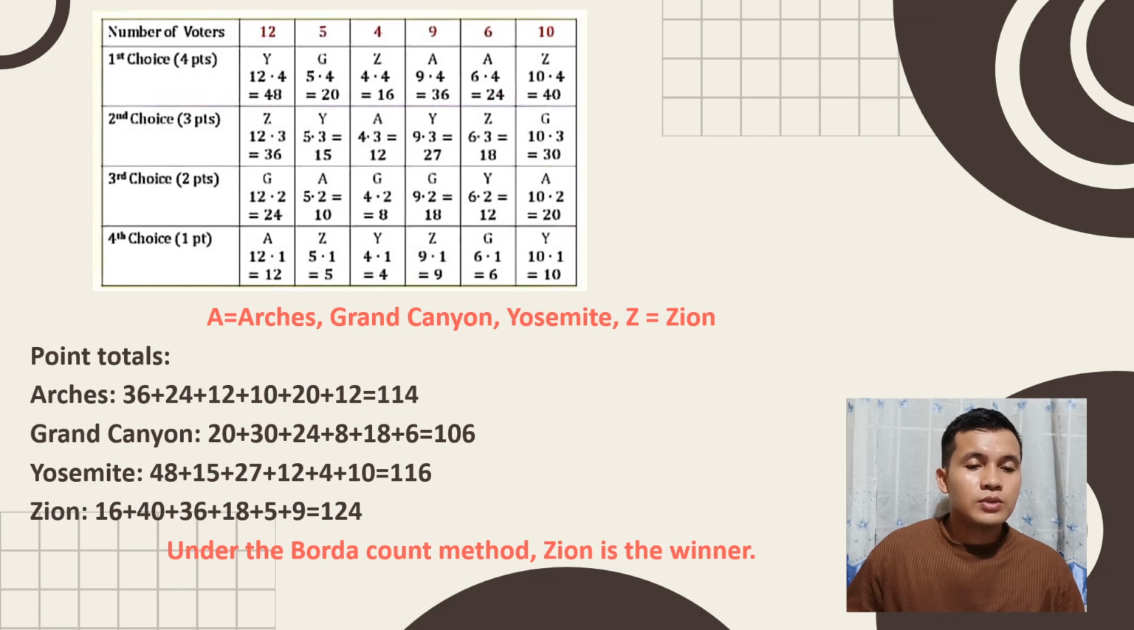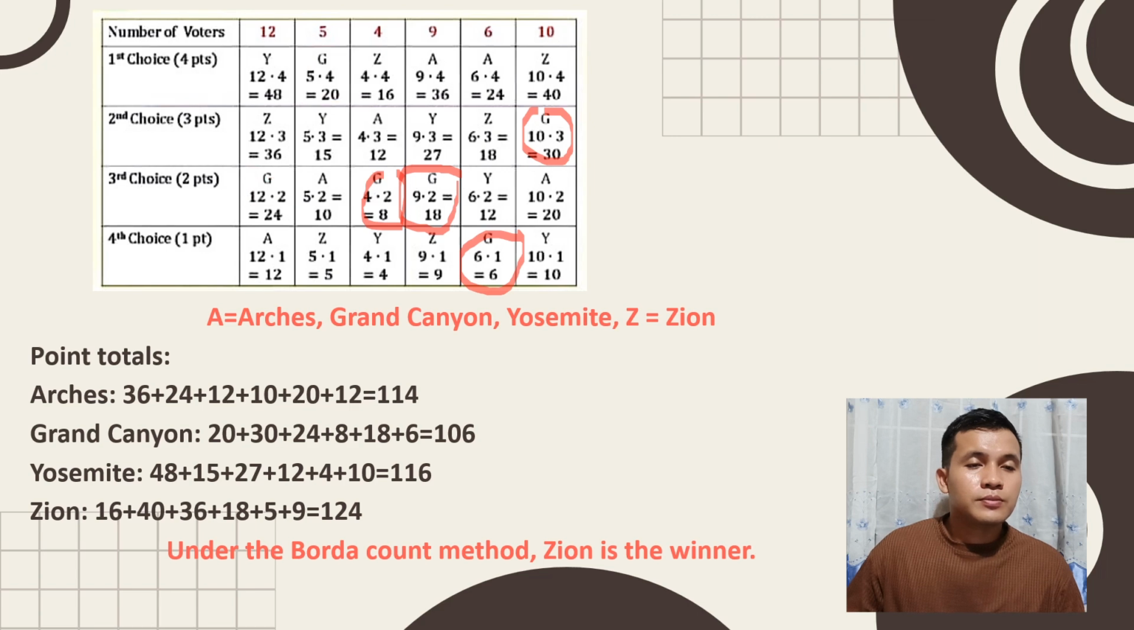For the next one, we have the Grand Canyon. In the first row, we have 1, and for the second row, we also have 1, and in the third row, we have 3, 1, 2, and 3. And for the last row, we have 1. So to get the total points garnered for the Grand Canyon, we have 20 plus 30 plus 24 plus 8 plus 18 plus 6 equals 106. So overall, we have 106 points for the Grand Canyon.